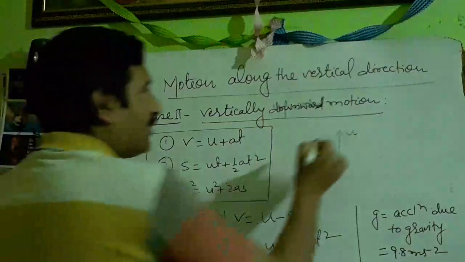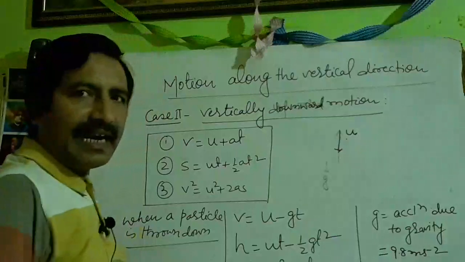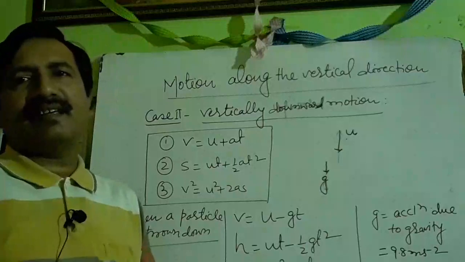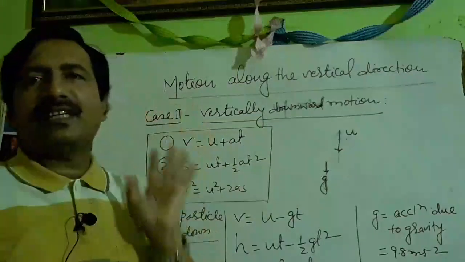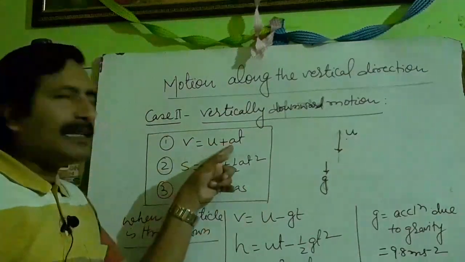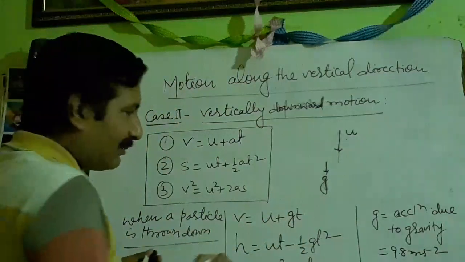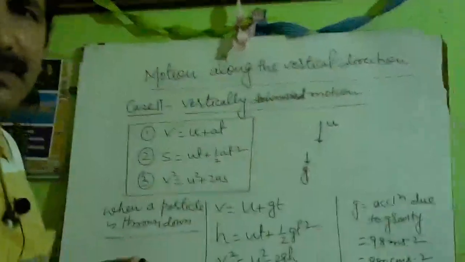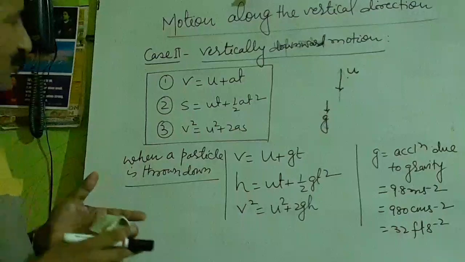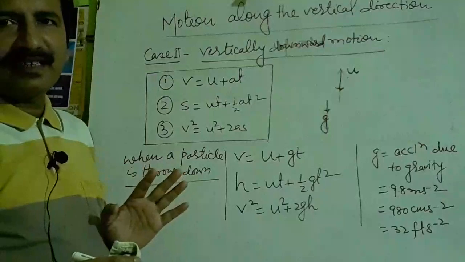You see, thrown down means the particle is thrown down. This is u, and acceleration due to gravity, this is g. Both are acting in the same direction, so u and g will have the same sign. If u is positive, g will also be positive. So this a will be replaced by plus g here, and it will be v = u + gt, h = ut + (1/2)gt², and v² = u² + 2gh. So these are the equations for vertically downward motion of a particle.